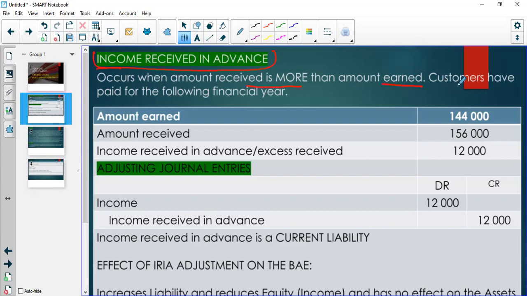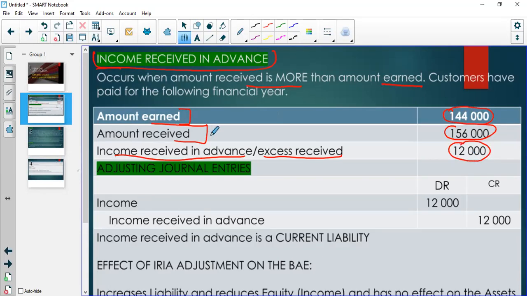All right. So maybe customers have paid for the following months as well. But when we report for this current financial year, in the income statement, we only focus on the amount earned during the months that apply to this year. So if we earned an amount of 144,000, but customers actually paid 156,000, there is an excess received, which is called income received in advance of 12,000.